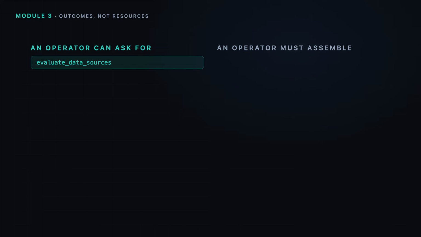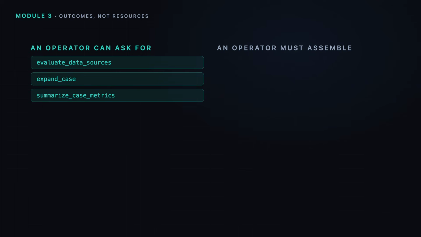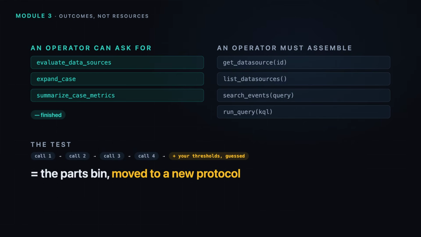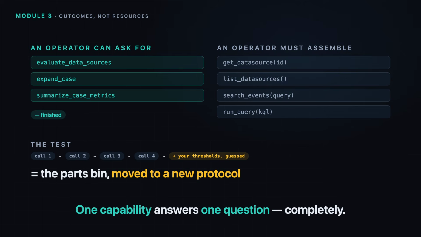On the left, evaluate data sources, expand case, summarize case metrics. Each one is a question an operator already asks, finished. On the right, get, list, search, run, raw material an operator has to assemble. And here's the test that separates them. If the agent has to chain 4 calls and apply your thresholds itself to answer a routine question, you haven't converted that screen. You've moved the parts bin to a new protocol. One capability answers one question, completely.